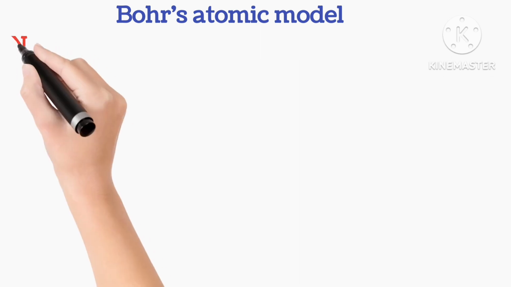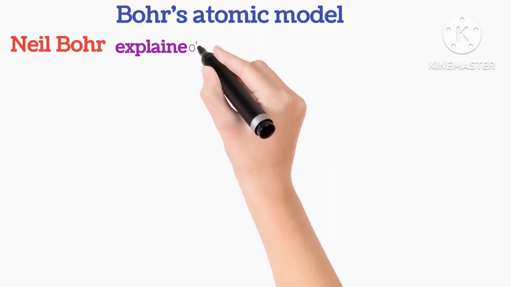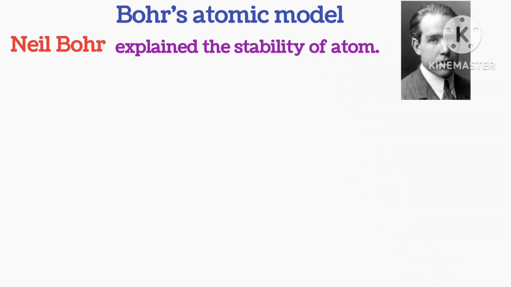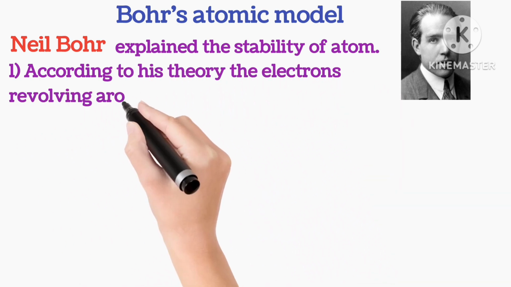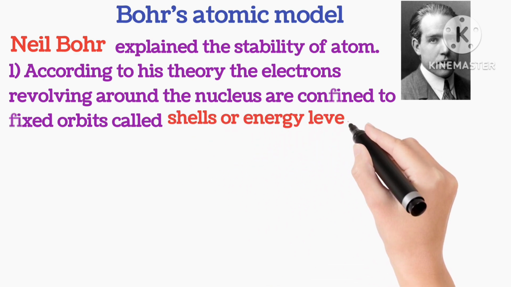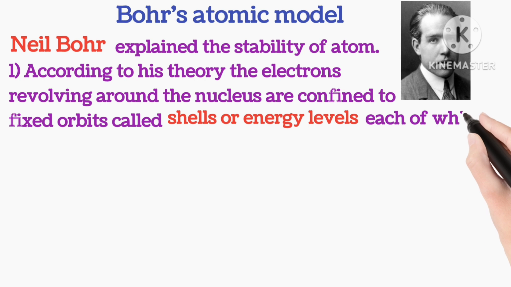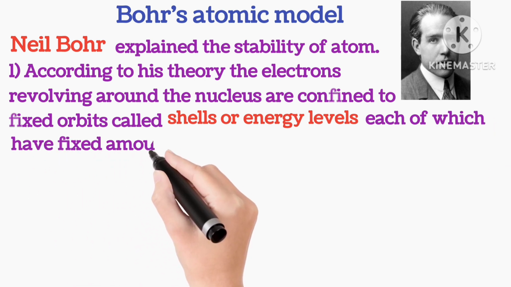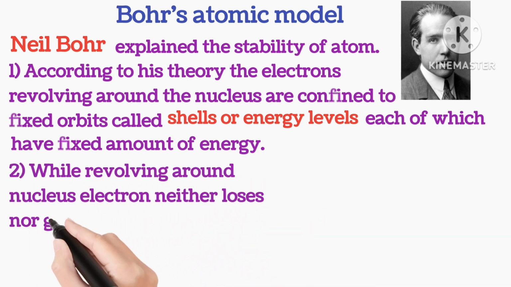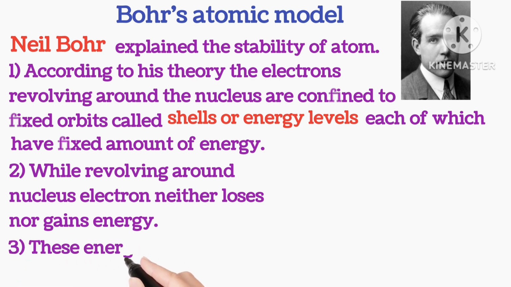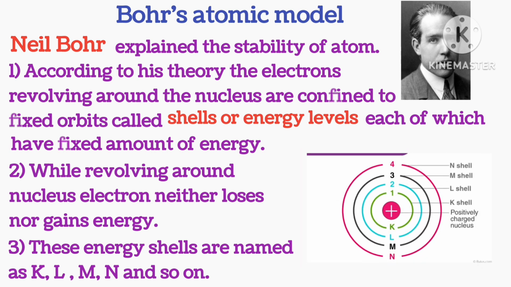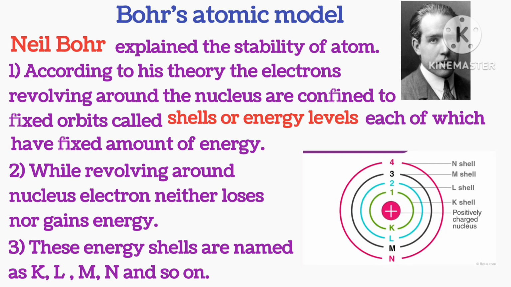Bohr's atomic model. Niels Bohr explained the stability of the atom. According to his theory, the electrons revolving around the nucleus are confined to fixed orbits called shells or energy levels, each of which has a fixed amount of energy. While revolving around the nucleus, an electron neither loses nor gains energy. These energy shells are named K, L, M, N and so on, as you can see in the picture.